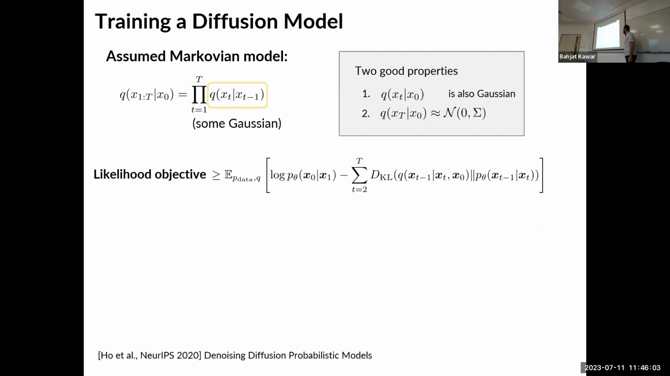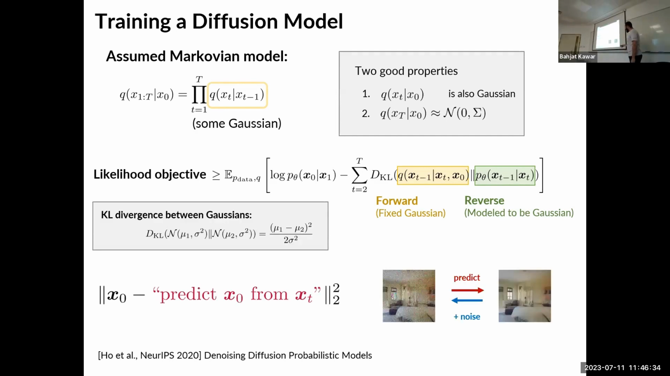There's a lot of math that I'm going to skip over here, but what that basically translates into is a KL divergence between both the forward process, the fixed Gaussian that we define, and the reverse one, which we're going to model to be Gaussian with a learned element. We're going to try to have the distribution incurred by the forward process and the distribution incurred by the learned reverse process look similar using the KL divergence.